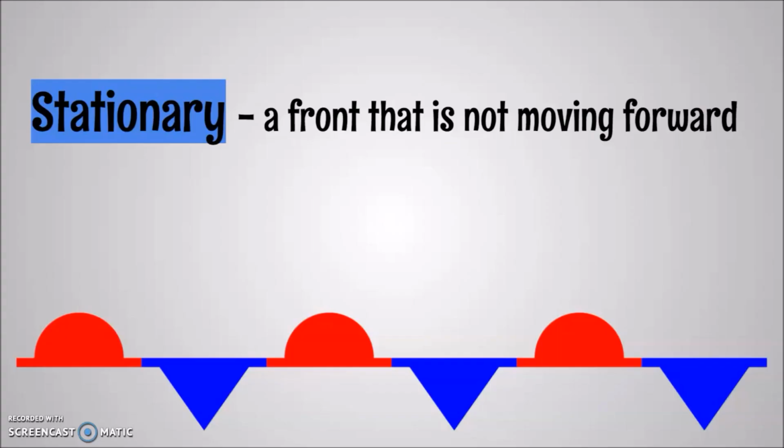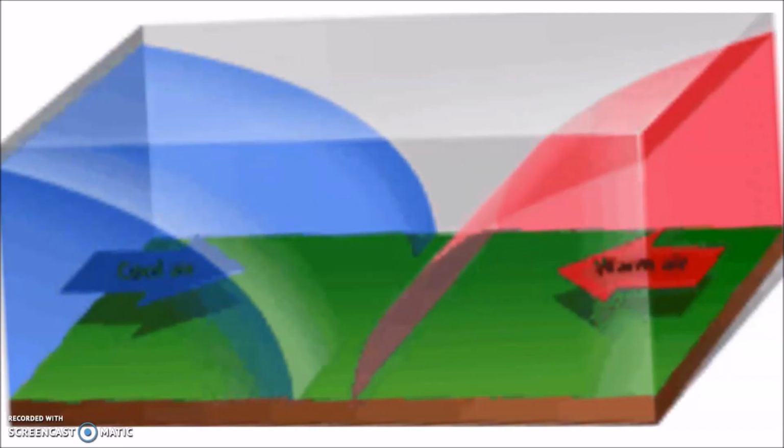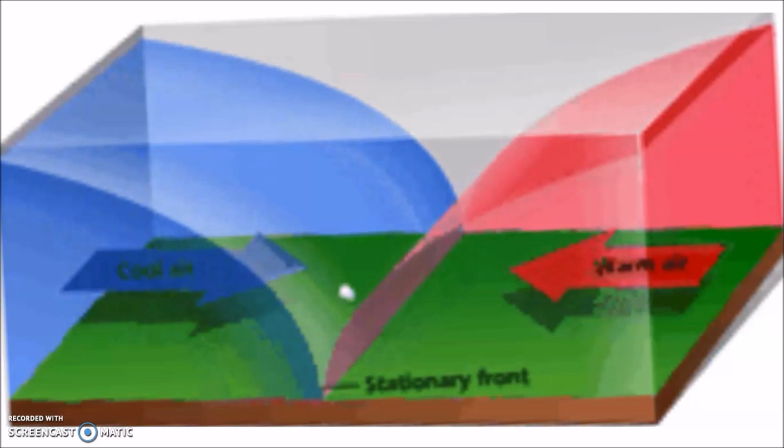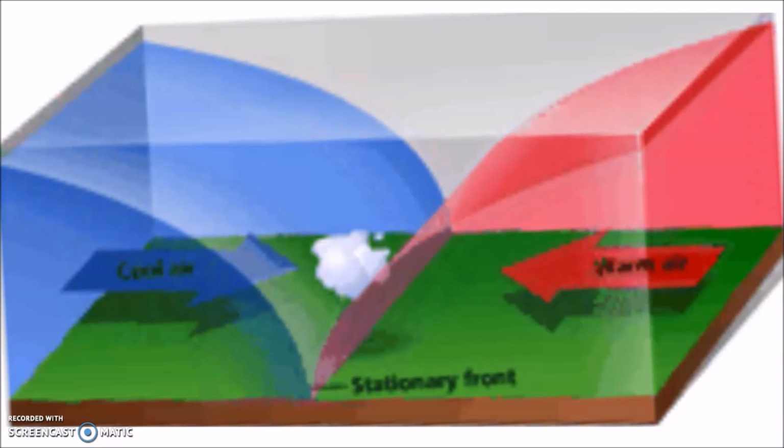And finally, the last type of front is a stationary front, represented by half circles on one side and triangles on the other. This is a front that is not moving forward at all and staying in one spot. As the warm air rises above, clouds and precipitation will occur. If it stays too long like this, this may cause flooding from continuous rain.